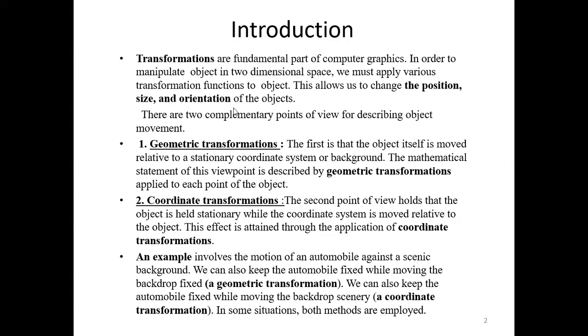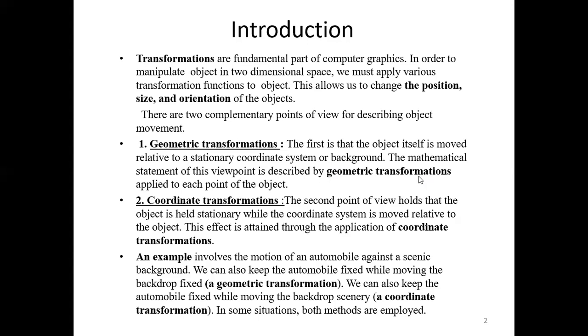So let's assume you're watching a video of you playing a game where you can actually kick a football. Whenever you're kicking a football, that is also actually a 2D representation. Now there are two types of transformation. We have a geometric transformation and we have the coordinate transformation. In the geometric transformation, the object itself is moved relative to the stationary coordinate system or the background. The mathematical statement of this viewpoint is described by geometric transformation.